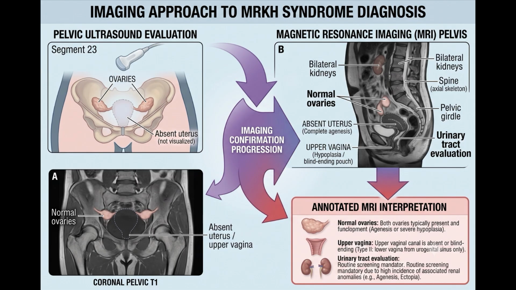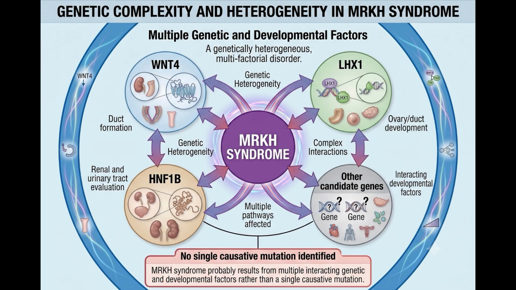Pelvic ultrasound may demonstrate the absence of the uterus. However, magnetic resonance imaging provides a much more detailed assessment of the pelvic anatomy. MRI confirms the absence or hypoplasia of the uterus, evaluates the upper vagina, demonstrates normal ovaries, and identifies associated abnormalities of the urinary tract. Although several genes have been implicated in MRKH syndrome, the exact cause remains incompletely understood.